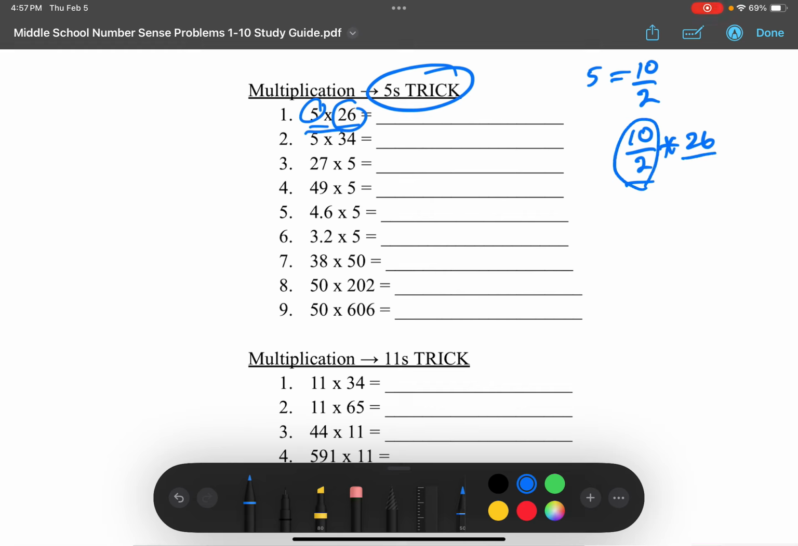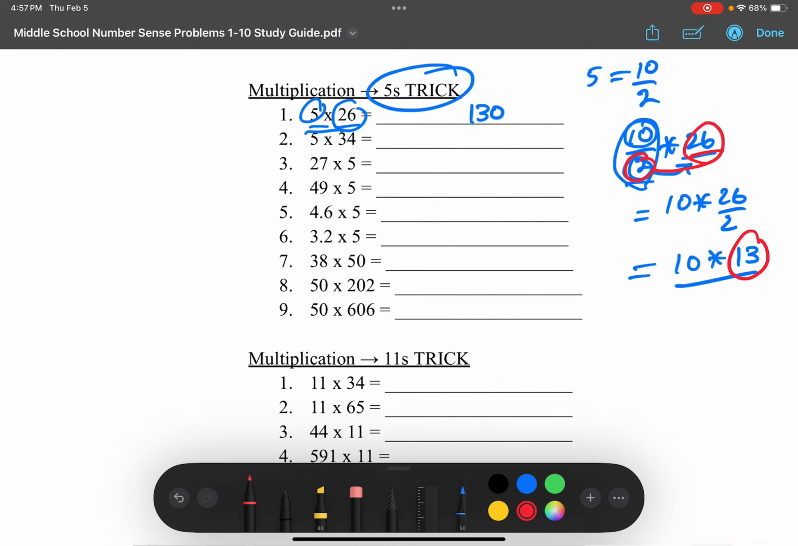Now, if I have that, then that means I can also say 10 times 26 divided by 2. So instead of dividing the 10 by 2, I'm going to divide the 26 by 2. So now if I do that, 26 divided by 2 is 13. So my answer is 130, right? So let's think about what I did. What I did is I redistributed the 2. Instead of dividing the 10, I divided the actual number by 2, and then I just stuck a 0 in the front.